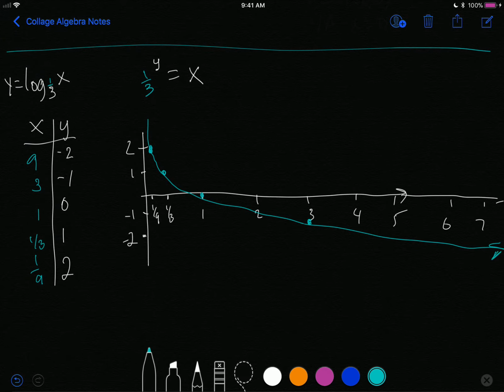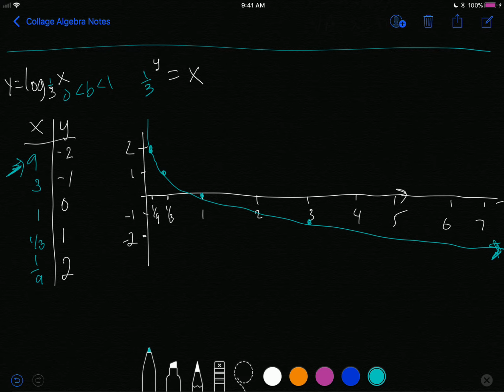Again, notice right here that when I have a base that is between 0 and 1, i.e. a proper fraction, to get a negative answer, I got to plug in a whole number. So that notion got flipped on its head. If I plug in a number that's greater than 1, I get a negative answer into this logarithm.